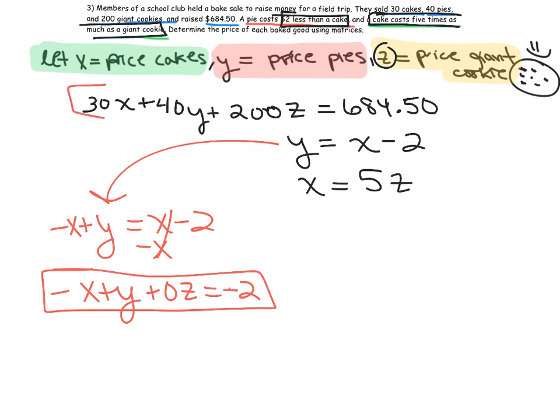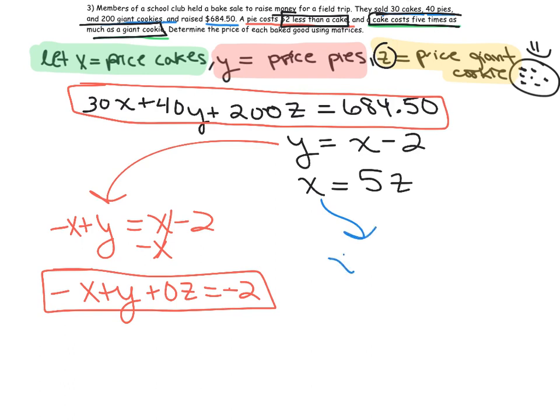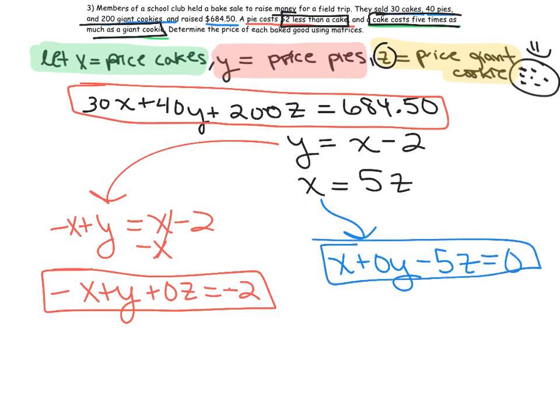So there's one of my equations. We already have the first one. The first one's always going to be the nicest one to set up. Now, if I look at my next equation, I'll have x plus 0y minus 5z equals 0. So here are my 3 equations, and we want to set this up and create an augmented matrix. So let's do that.